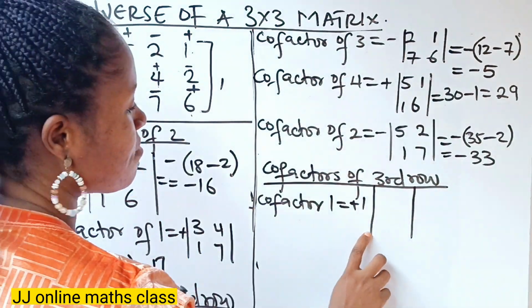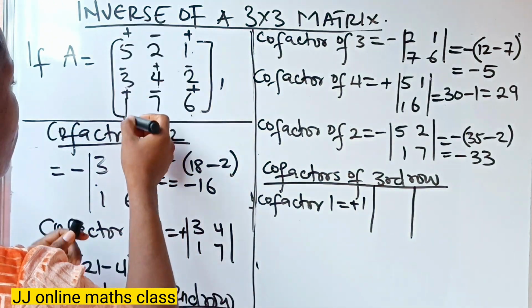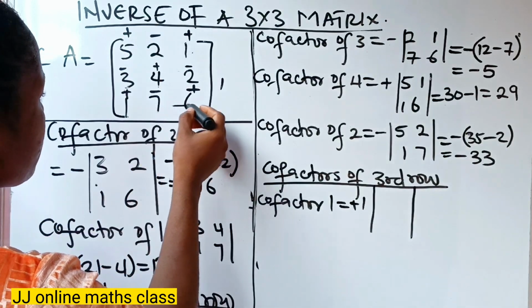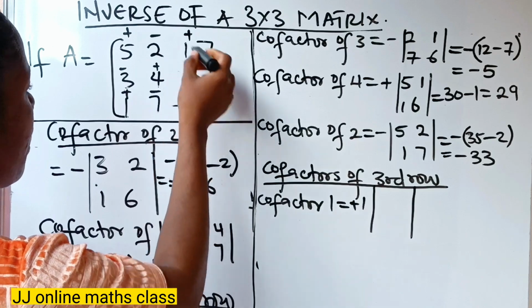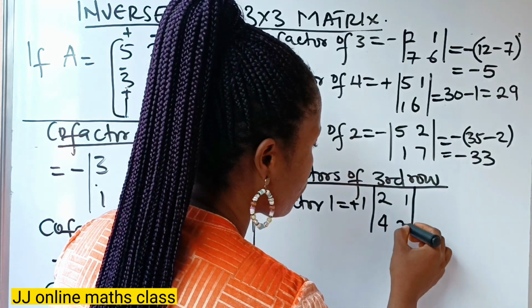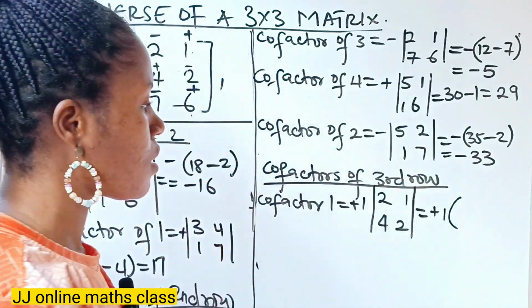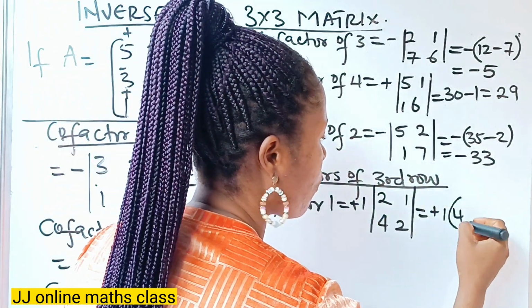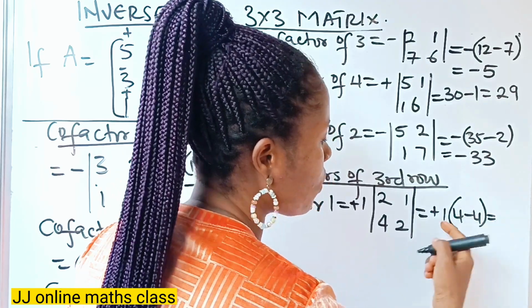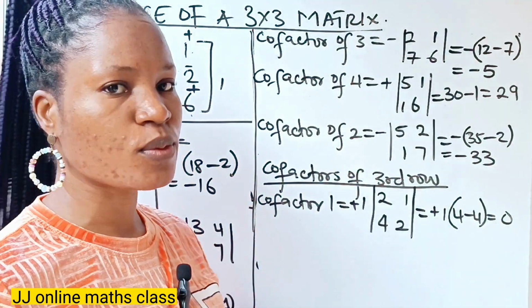Now this is plus 1. So we are going to cover everything concerning 1 vertically and horizontally, and when we do that, we are going to have 2 1 4 2 remaining. Now this is equal to plus 1 times the bracket: 2 times 2 will give us 4, minus 4. So it's going to be 1 times 0, which will give us 0. So the cofactor of 1 is what?